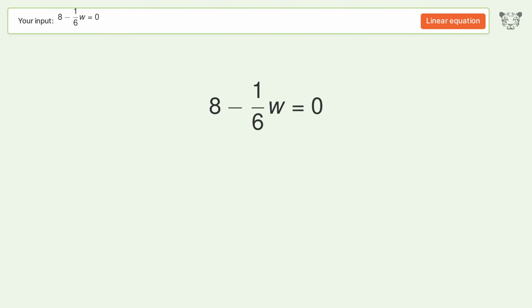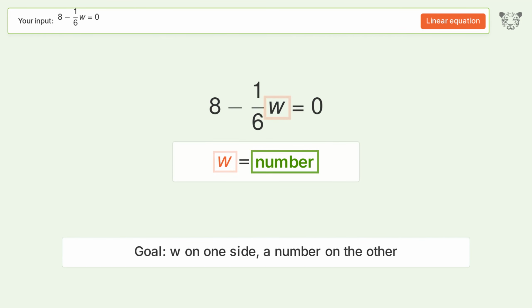Here is the linear equation we are asked to solve. 8 minus 1 over 6 times w equals 0. Solving means isolating w on one side, with a number on the other. Let's do this step by step.